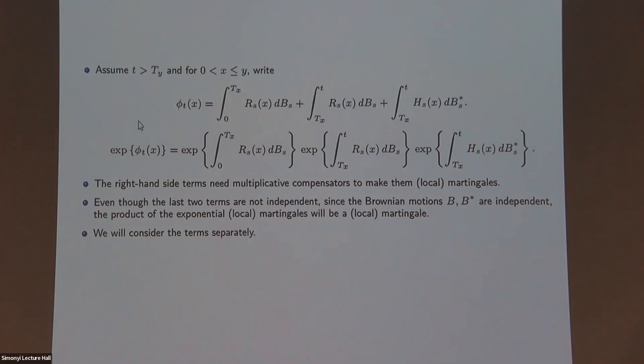And so the exponential of this is just the exponential of those guys. Now what I've left off here are all the corrections needed to make these things martingales, because I ran out of room on the line. So that's why I said the right-hand side needs multiplicative compensators to make them local martingales. Another comment is that these integrals are not independent, but because B and B star are independent, you can check that if I take the exponential martingale for this guy and the exponential martingale for this guy, the product of those is also an exponential martingale. The covariation term disappears.